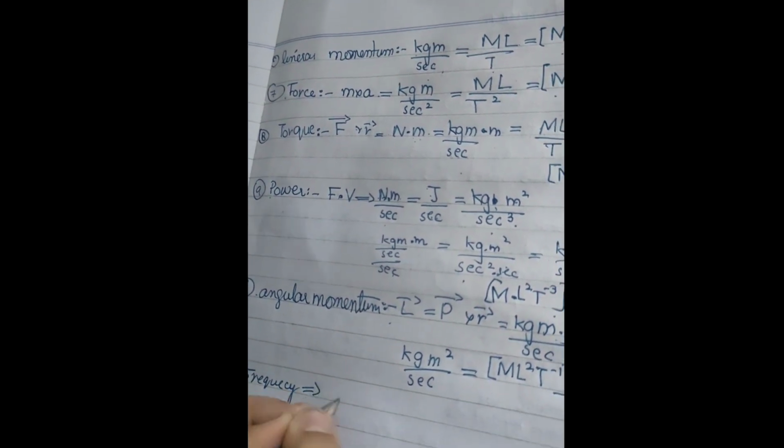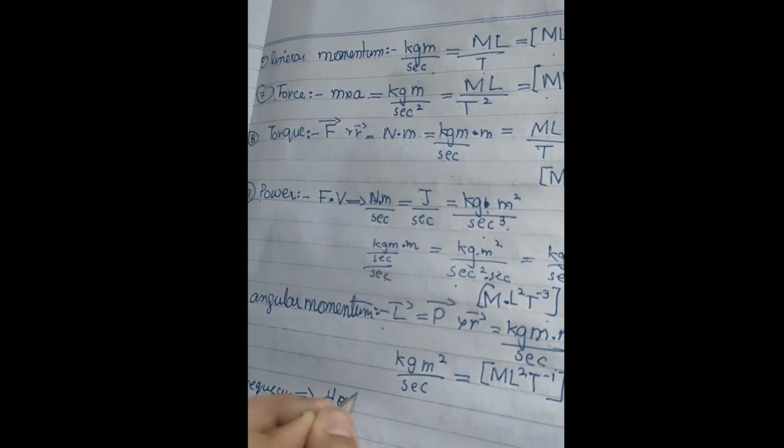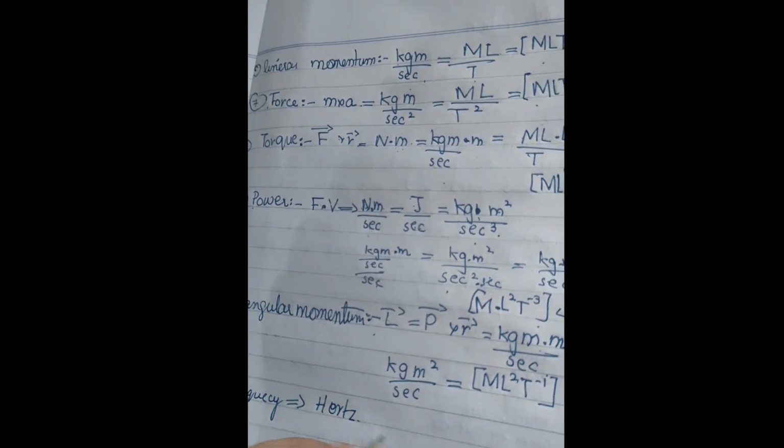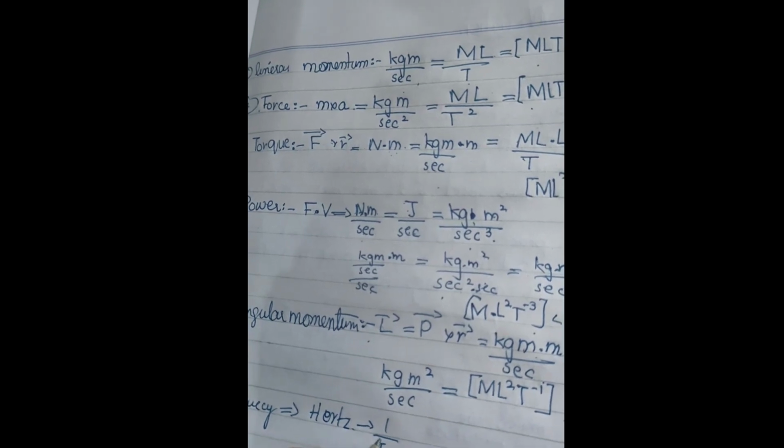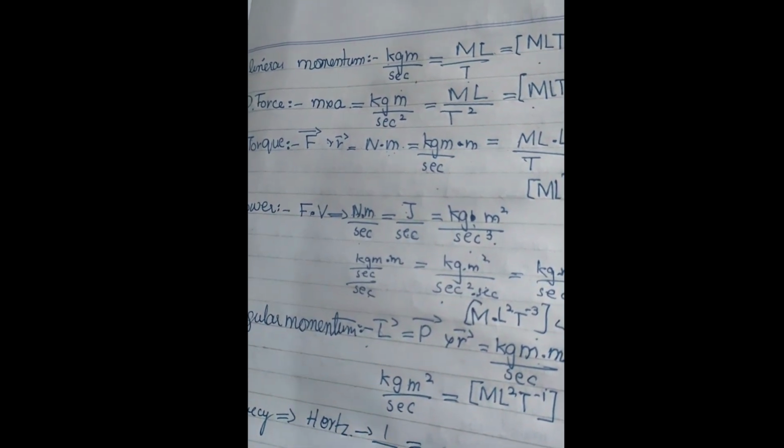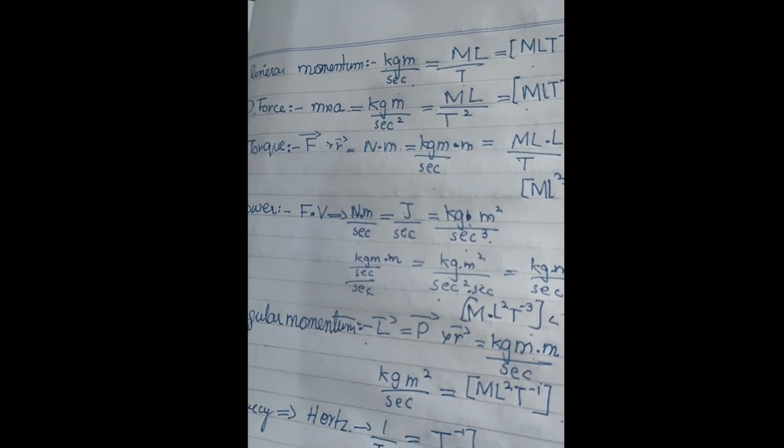For frequency the unit is hertz, and the formula is 1 upon T. Okay, so here 1 upon T is equal to T^-1. Simple. Now we have pressure.